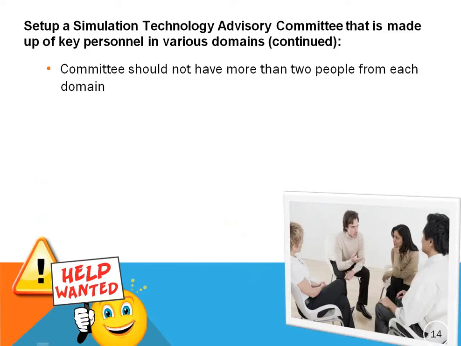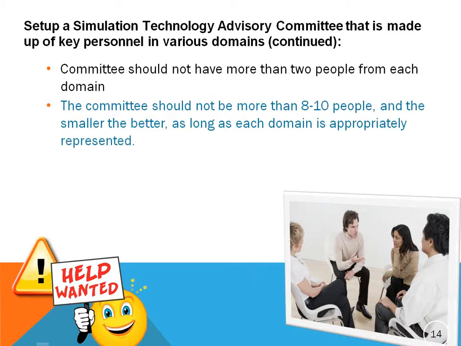We need to be able to set up some sort of technology advisory committee, especially as it relates to simulation technology, and realize that there are key personnel in various domains that you're going to want to put on that committee. And you want to make sure that there's not more than 2 people from each domain, each domain being those things we've talked about in the previous slides. So everybody has their own expertise. Okay, advance. You want to keep the committee right-sized.